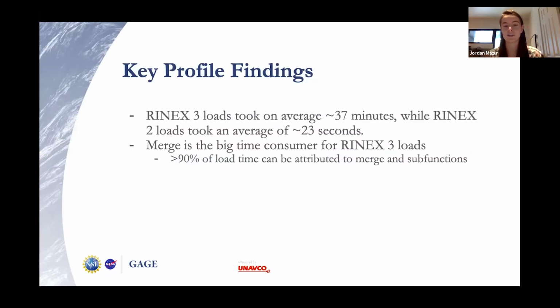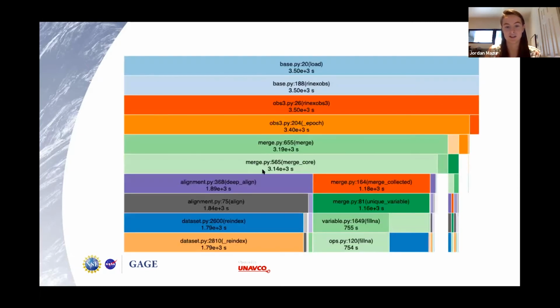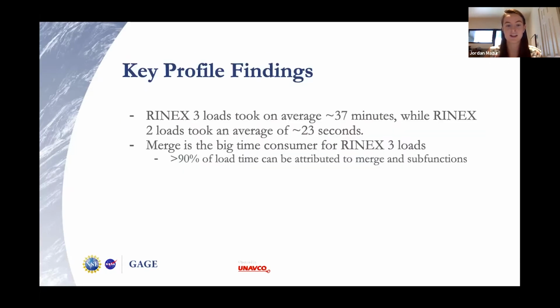Some quick, key findings from those results. RINEX 3 files took on average about 37 minutes to load, while RINEX 2 files took around 23 seconds. So 37 minutes is just too slow. It's not going to work for this big cloud lift that UNAVCO is trying to do. It seems like merge, which you'll see here, which is an Xarray function, is how this data set is being put together, and it's the big time consumer for RINEX 3 loads. About 90% of the overall load time is happening within merge and its subfunctions. So that's definitely what we need to look at.